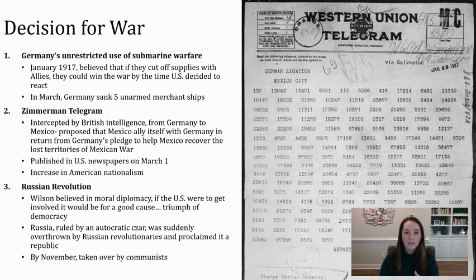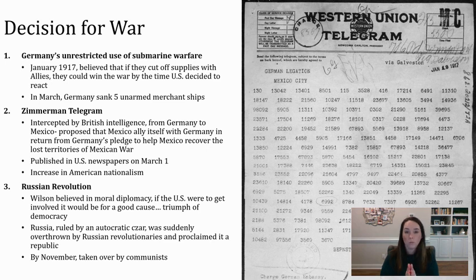And with that, Wilson saw it as an excuse: we have to make the world safe for democracy. Now, by November, the Communist Party will form the Soviet Union, and the Russians will back out of the war.